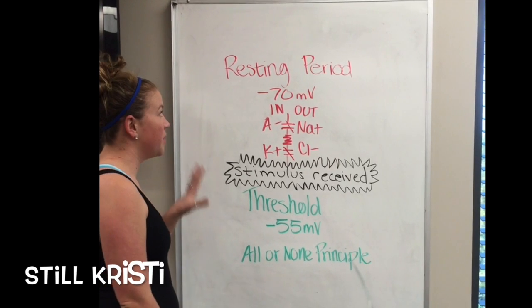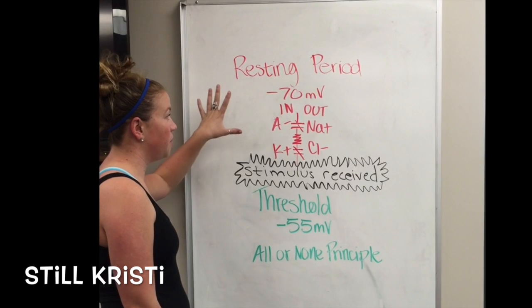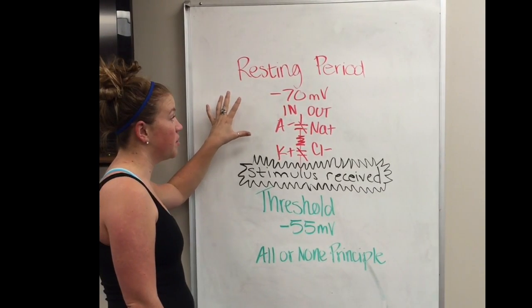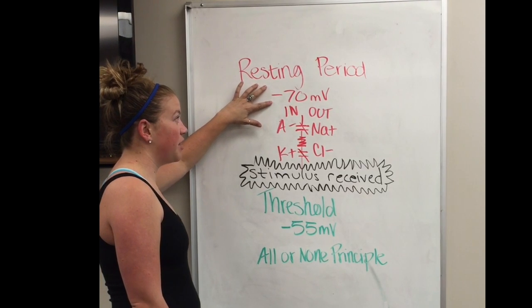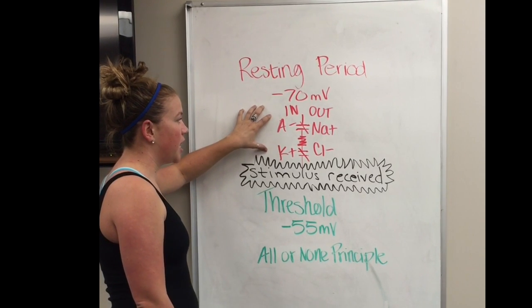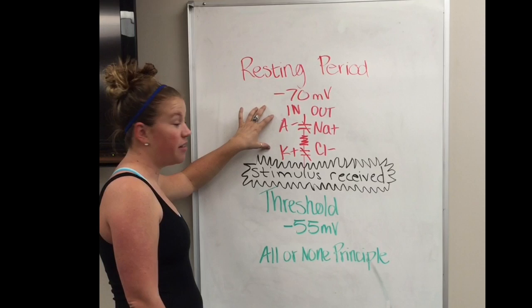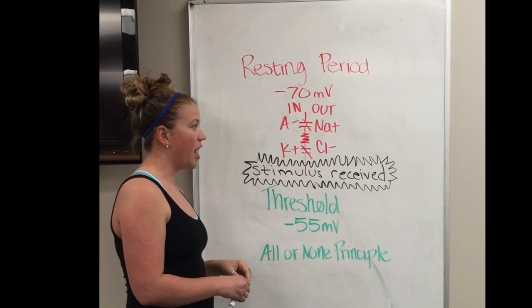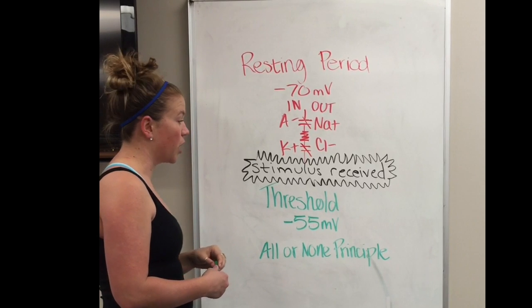Reviewing what Amanda said earlier, we're going to talk about the resting period of a cell, which is where your cell is when it hasn't received any stimulus whatsoever. It's at -70 millivolts. The inside of the cell has a higher concentration of anions and potassium, and the outside of the cell has a higher concentration of sodium and chloride.